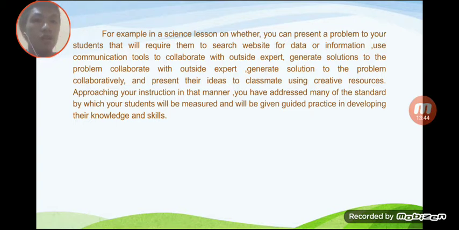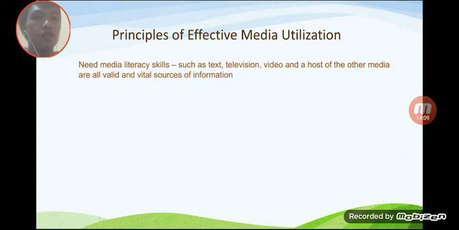So, next, approaching your instruction in that manner, you have addressed many of the standards by which the student will be measured and will be given guided practice in developing their knowledge. So, that's the example for the 6 competencies. Next. Principle of effective media utilization. Need media literacy skills such as text, television, video, and a host of other media are all valid and vital sources of information.